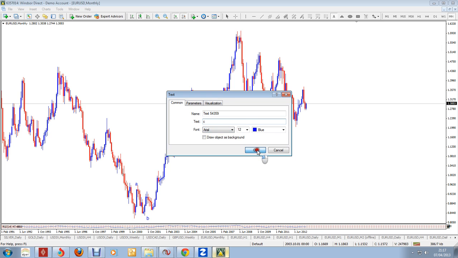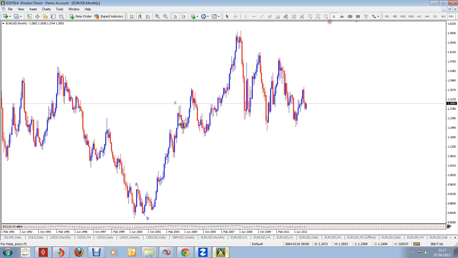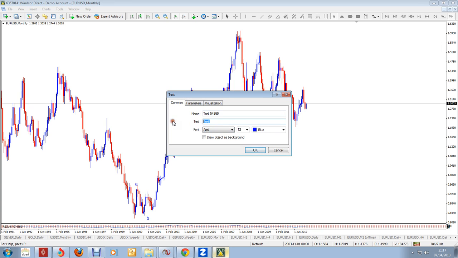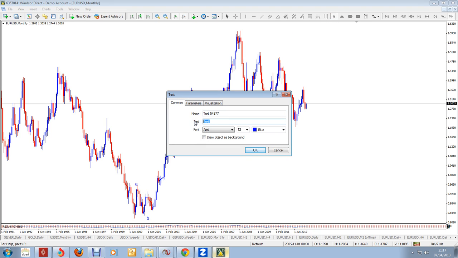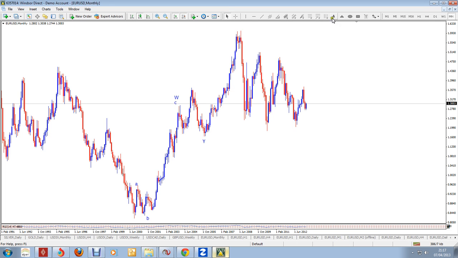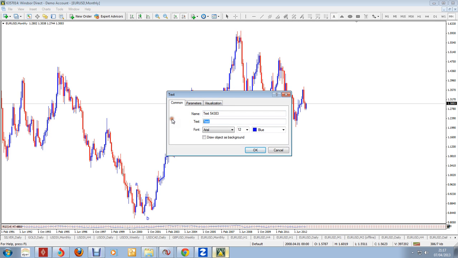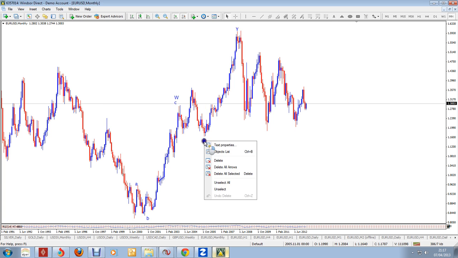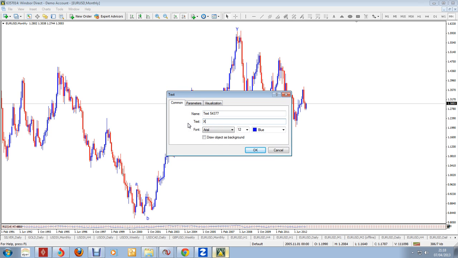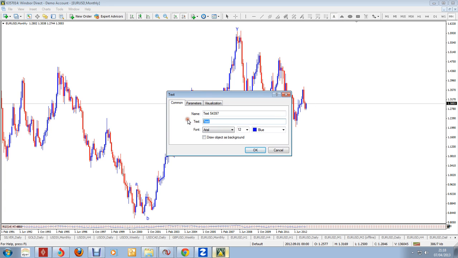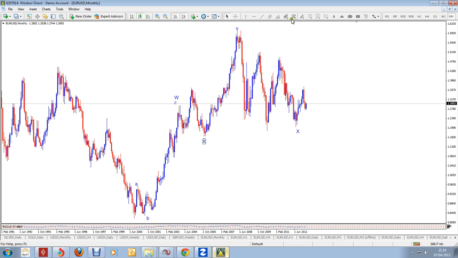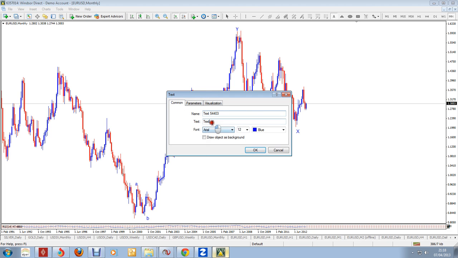ABC. So that ABC I think gives me W, and then this one here becomes Y, and in that case this one here becomes WXY, and then I believe this is the wave X, and so what we're looking for is the wave Z.